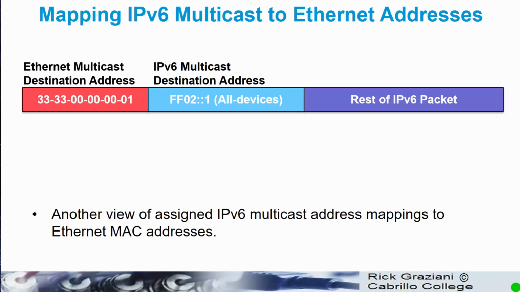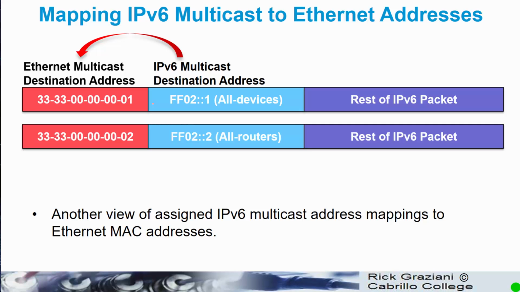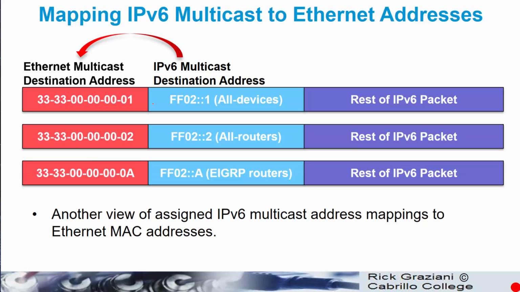So here we have our destination multicast address. We have our IPv6 multicast destination address, and we have the remaining portions of the IPv6 packet. Same thing, but a different view. Pay attention to the appropriate MAC address, and you'll notice that, again, our multicast MAC addresses are going to be related to our appropriate IPv6 multicast destination addresses.